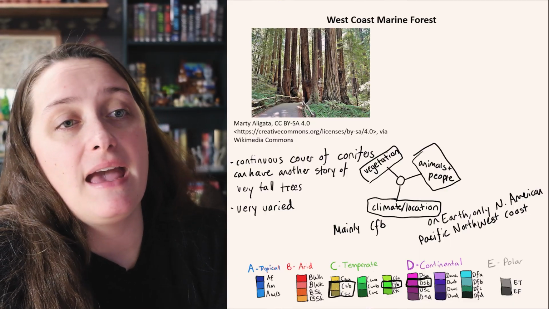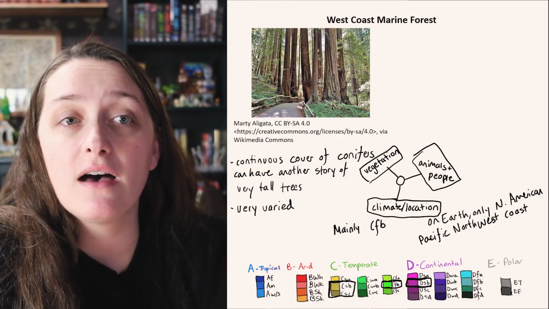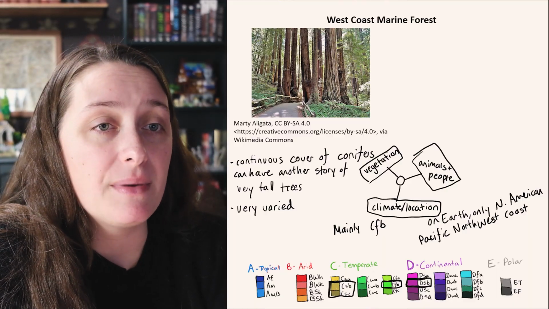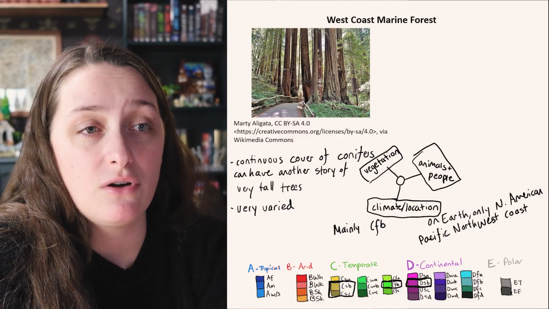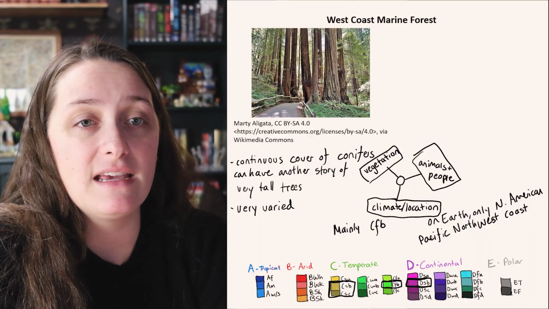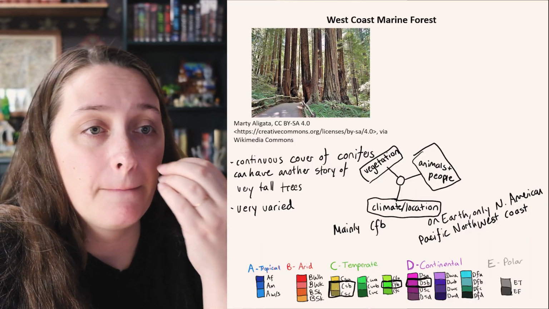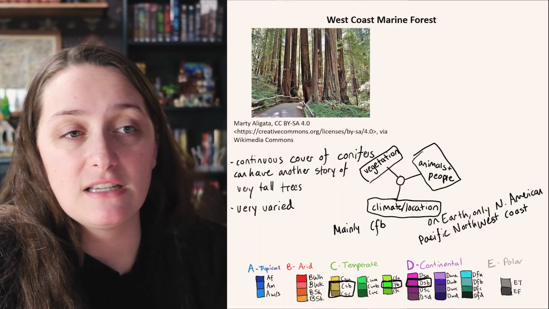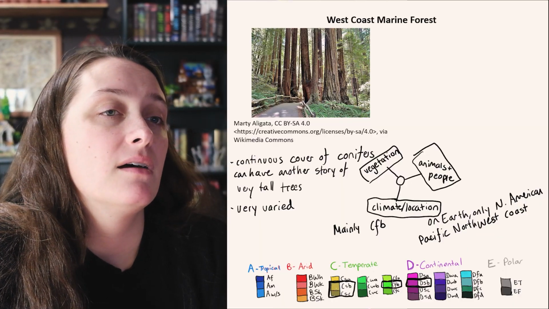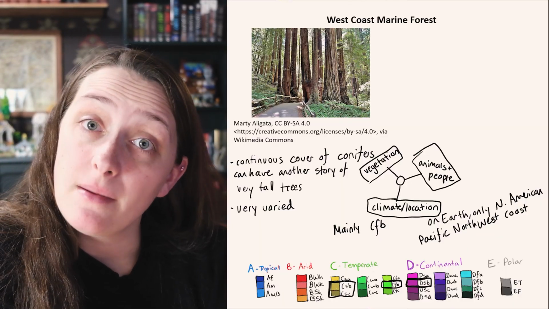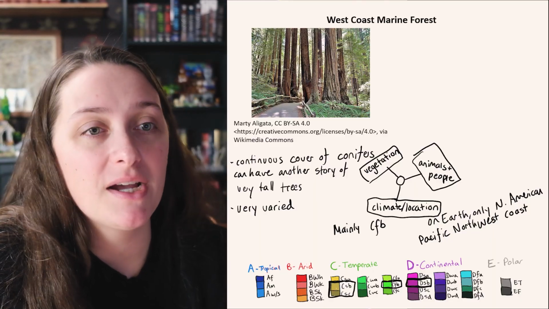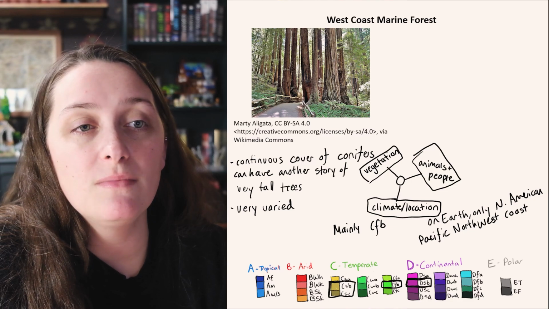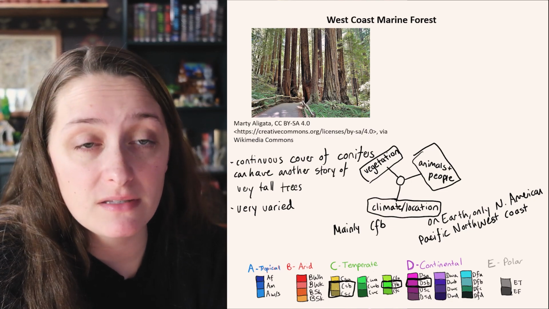And this is going to be a continuous cover of conifers, of things like firs, redwoods, sequoias. And there can be a story of extremely tall trees, like redwoods, and a story of regular tall trees. In the understory, you might find evergreen and deciduous broadleaf shrubs. I cannot pronounce anything today, I apologize. But blackberries, blueberries, etc. You can find ferns, you can find forbs. In more humid areas, you might see lots of mushrooms.